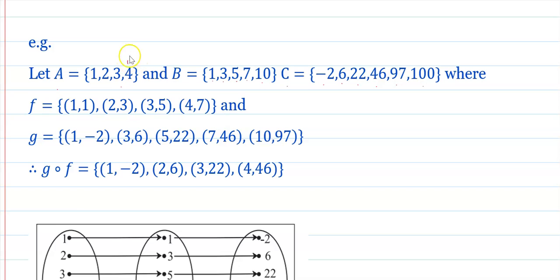f is defined from A to B. Okay, the image of 1 is 1. Next, the image of 2 is 3. The image of 3 is 5. The image of 4 is 7, and in this way it continues.